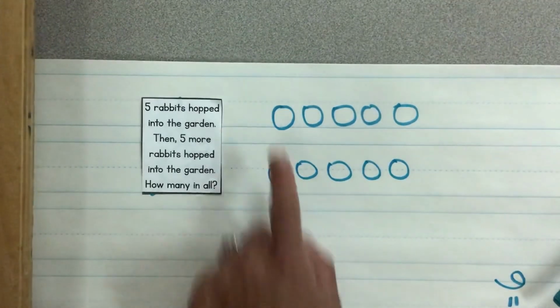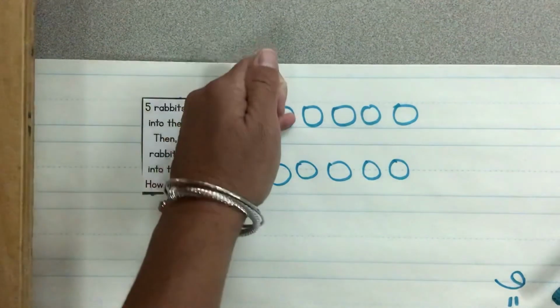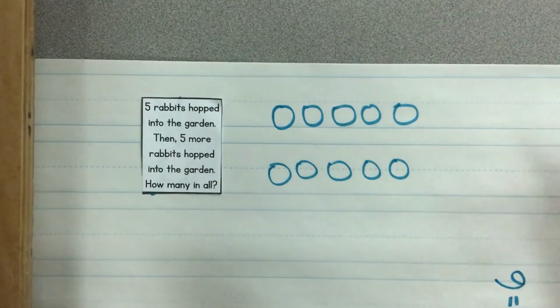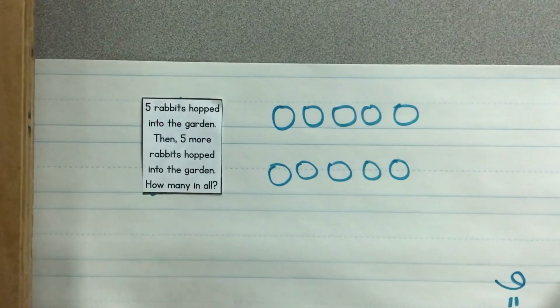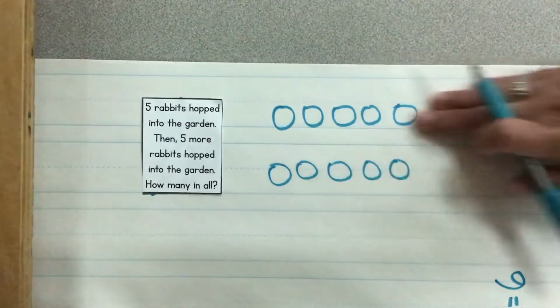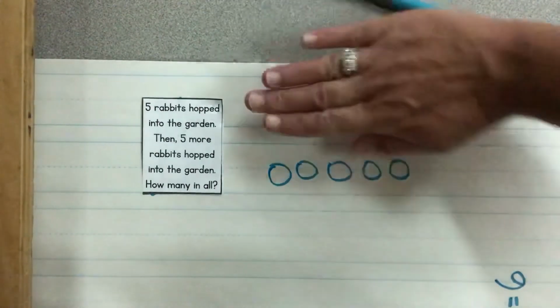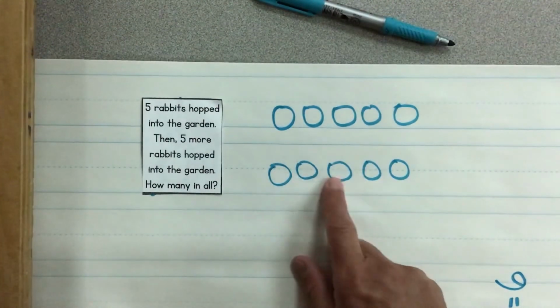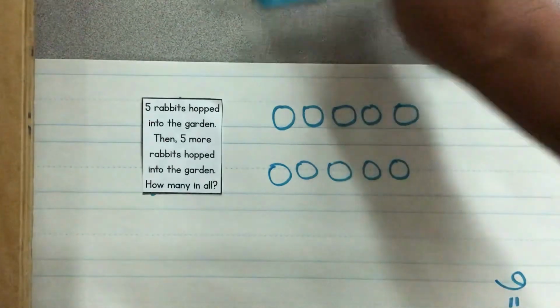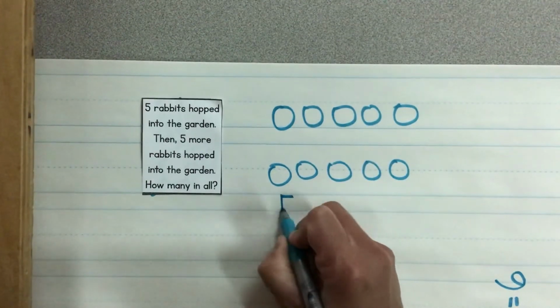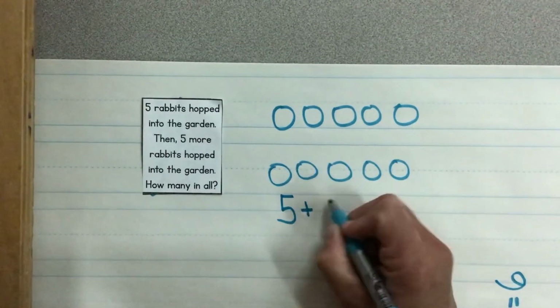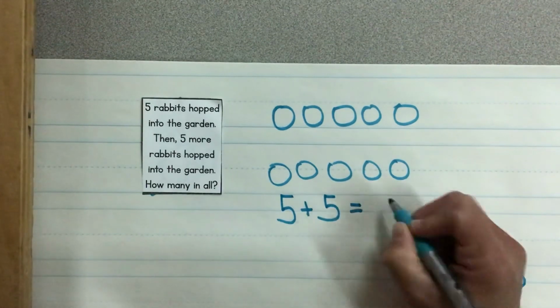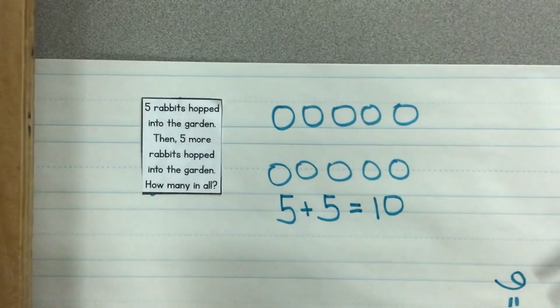That kind of reminds me of a tens frame. I see 5 on the top and 5 on the bottom, so that gives me a clue about what this answer may be. So I'm going to start with my first 5 rabbits at the top, and I know this is a group of 5, so then I'm going to count on from there. 5, 6, 7, 8, 9, 10. So I would write my problem like this. 5 and 5 more is 10.